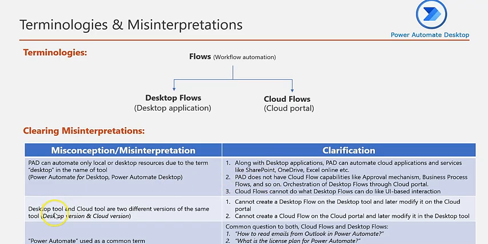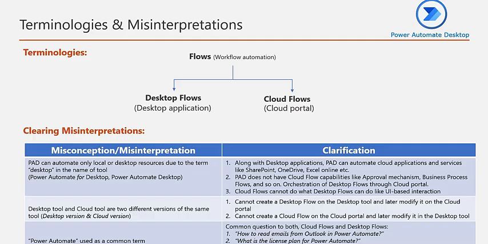Then the second misconception is that the desktop tool and cloud tool are two different versions of the same tool. By the way, this is a misconception. The way I read it, it might have sounded like a fact. No, it's a misconception, meaning some people think that whatever you build in the desktop version, later on you can save it and modify it in the cloud version, just like how we do it in Excel Online. For example, if you do something on Excel Online, you save the file and later on you can download the file and modify it on your desktop also. That's not the case, and vice versa also in Excel.